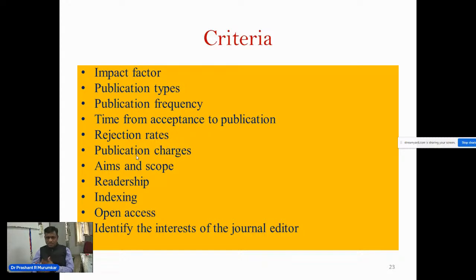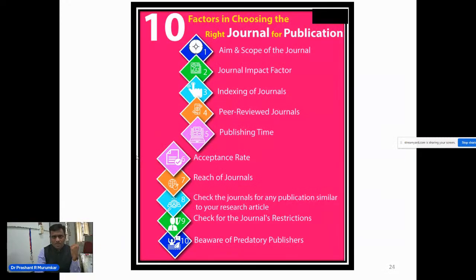And whether it is an indexed journal, in which database this journal is getting indexed, that is also considered. Whether it is open access or not, that also you need to consider. And then identify the interest of your journal editor. Whether the editor is from the same field, like you are working in the TB area, whether they are interested in TB-like work or not, that also you need to consider. So there are different factors while choosing the right journal for publication.